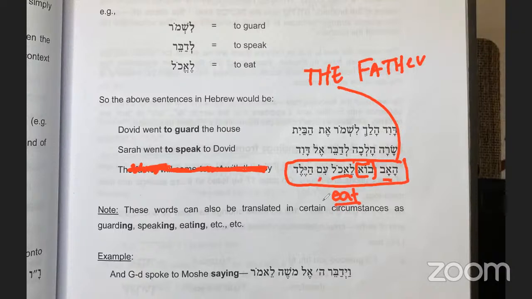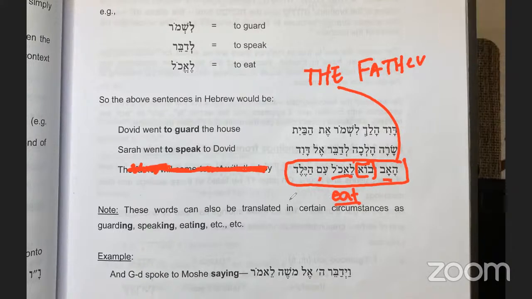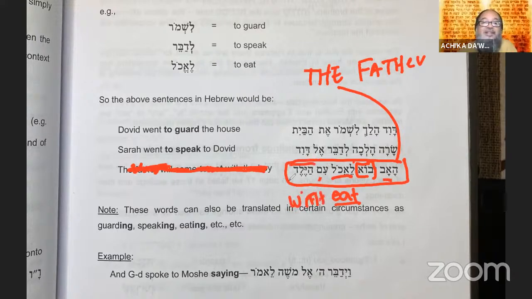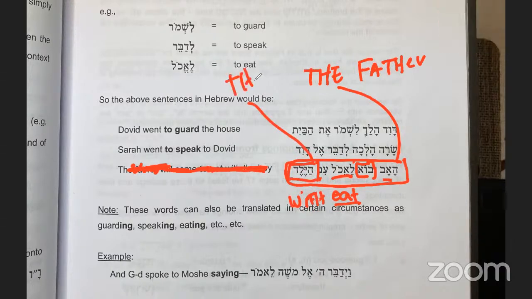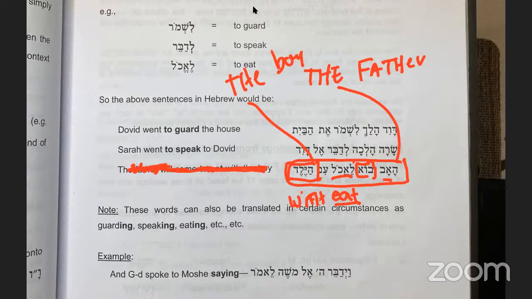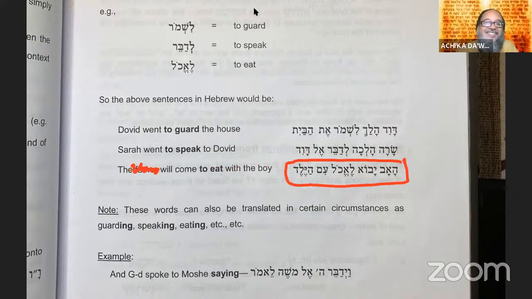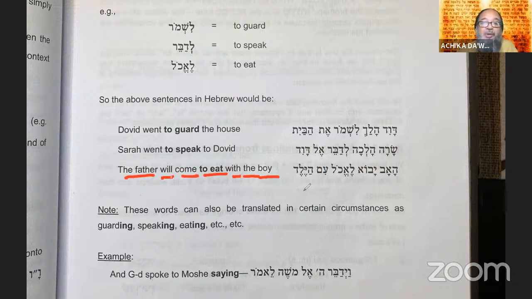And then eat means what? Preposition? With. Yeah, he's going with what? Ha? What's ha? The. And then if you know your last vocabulary word, Yaled, then you would know that as a what? Boy. There's a boy. Yes, the father will come to eat with the boy.